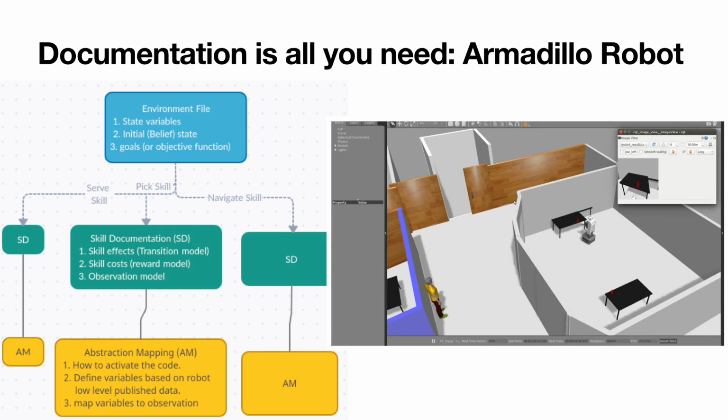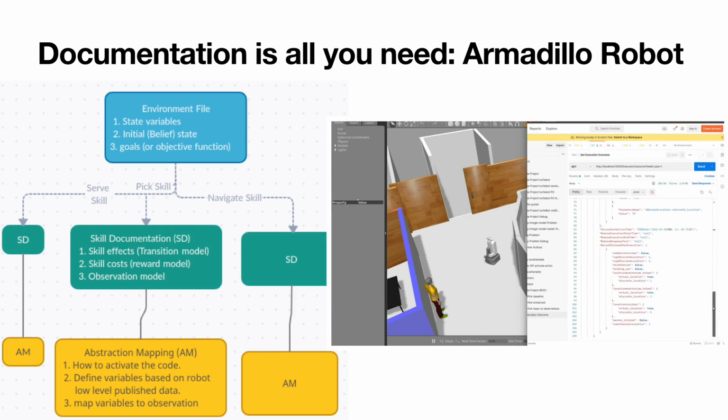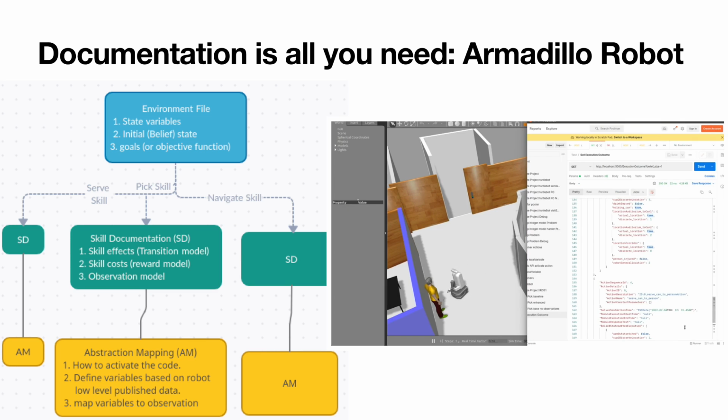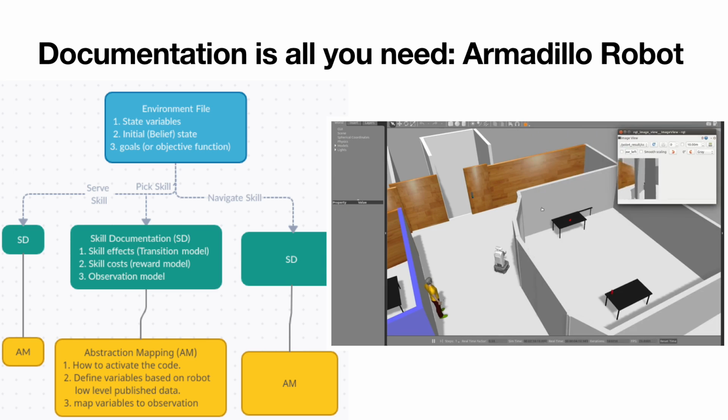In this example, a simulated armadillo robot needs to deliver a can to a human. However, one of the two cans in the room is hard to grasp, and the robot misses a skill to tell him if it successfully grasped the can or not. So it tries to deliver and fails. On the left-hand side, you can see the skill tree for the robot with the documented skill: the surf skill, the pick skill, and navigate skill. Ultimately, the robot reaches its goal.